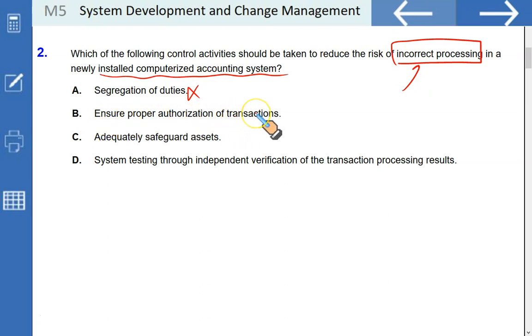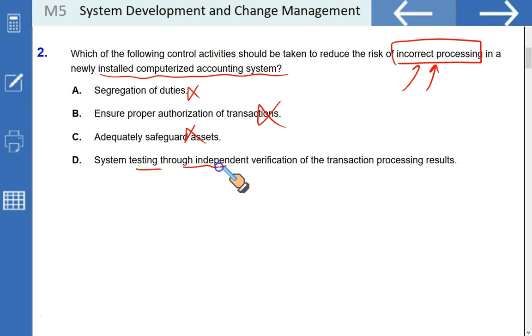Ensure proper authorization of transactions. Authorization of transactions means only those transactions gain entry into the system that are properly authorized. That's not an issue. The issue is incorrect processing. Adequate safeguarding of the assets. Again, the issue is not safeguarding. The information infrastructure must be secured. Unauthorized individuals must not be allowed to gain access to the facility. This is not what we are interested in. We are interested in reducing the risk of incorrect processing.